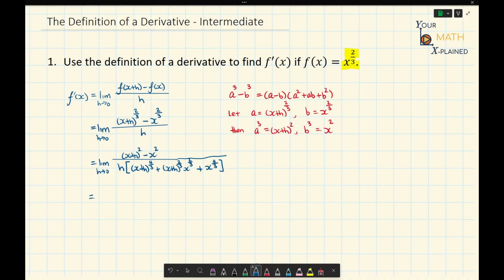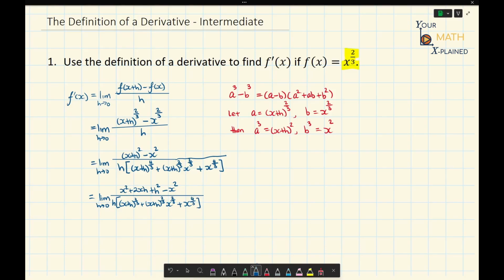So if we were to expand our numerator, we're going to get x squared plus 2xh plus h squared, and then we have minus x squared. And then our denominator is going to stay the same. We're not going to simplify it. So that's going to be h times, we have x plus h to the power of 4 over 3 plus x plus h to the power of 2 over 3, x to the power of 2 over 3, and then plus x to the power of 4 over 3.